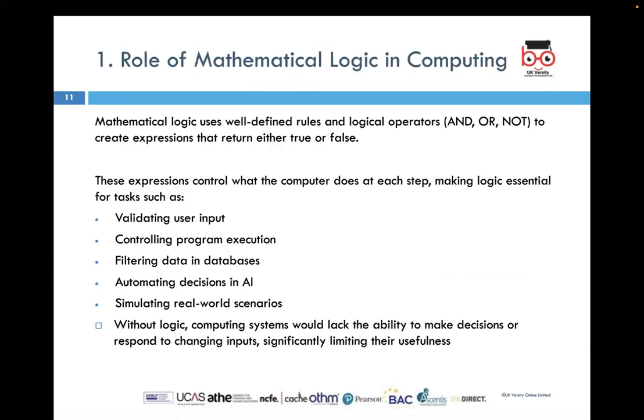computational process. Mathematical logic uses well-defined rules and logical operators such as and, or, not, to create expressions that return either true or false. These expressions control what the computer does at each step, making logic essential for tasks such as validating user input, controlling program execution, filtering data in databases, automating decisions in AI, simulating real-world scenarios. Without logic, computing systems would lack the ability to make decisions or respond to changing inputs, significantly limiting their usefulness.